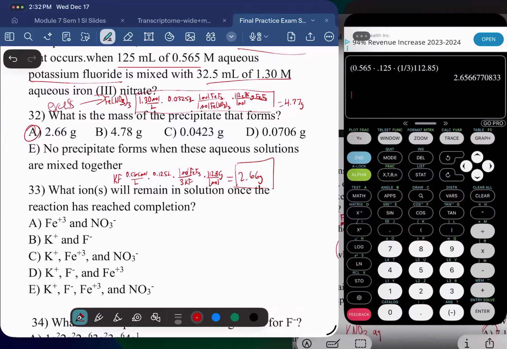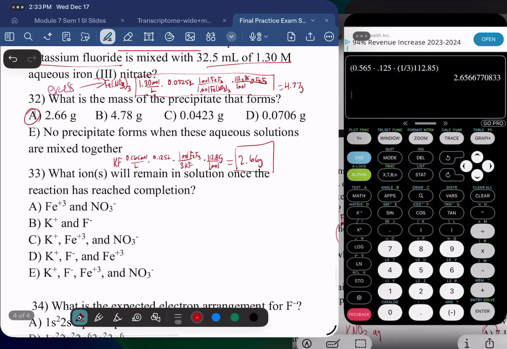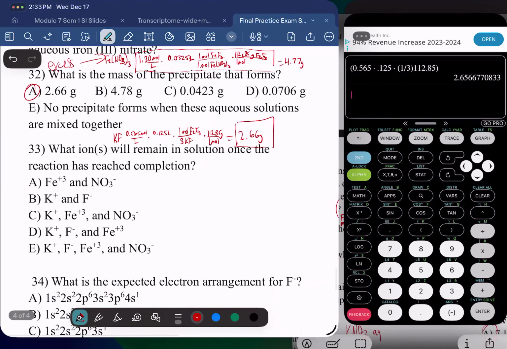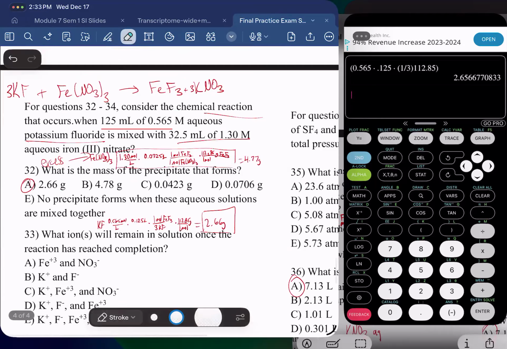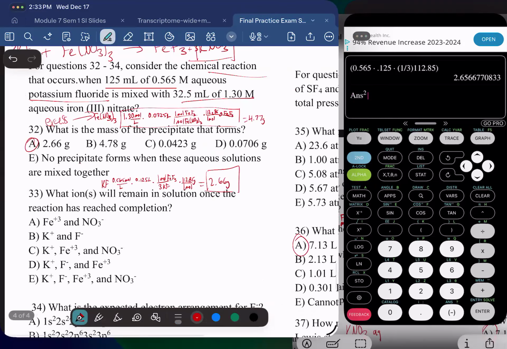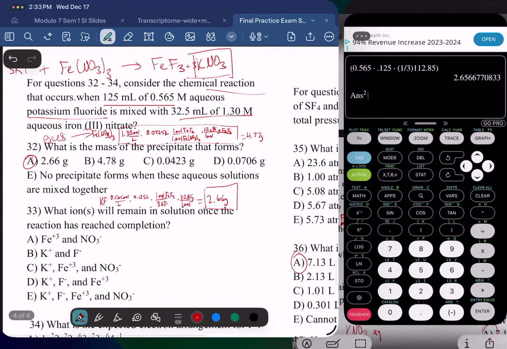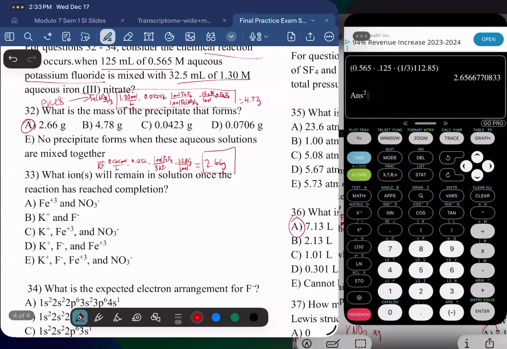Okay, and then with that, using the ions given, we can see what would be remaining. So obviously K and nitrate, potassium and nitrate, would be remaining, because that's the aqueous product. So anything with K and F, or K and nitrate should be there. So B wouldn't make sense. A wouldn't make sense, right? And D also wouldn't make sense. And so we are left with C and E, right?